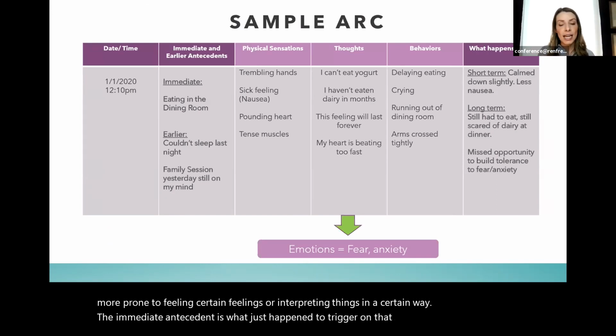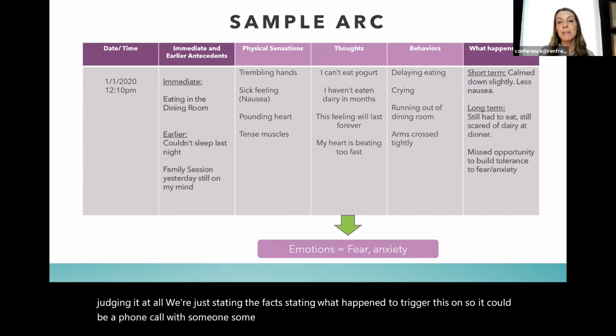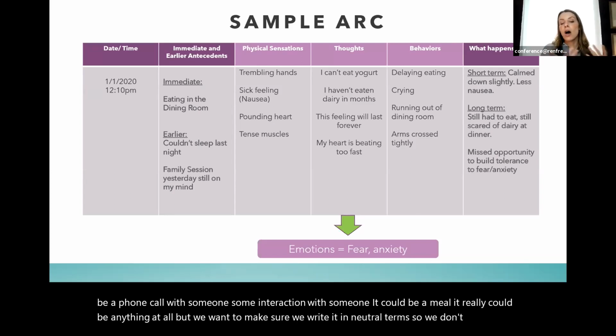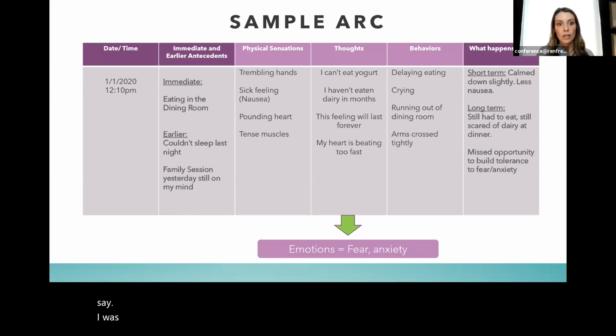So we're not judging it at all. We're just stating the facts, stating what happened to trigger this on. So it could be a phone call with someone, some interaction with someone, it could be a meal. It really could be anything at all, but we want to make sure we write it in neutral terms. So we don't want to say, oh, it was a horrible experience in the dining room. That's a judgment. We just want to say, I was eating in the dining room.